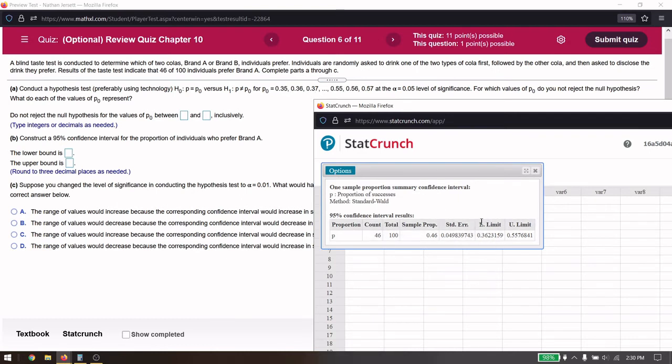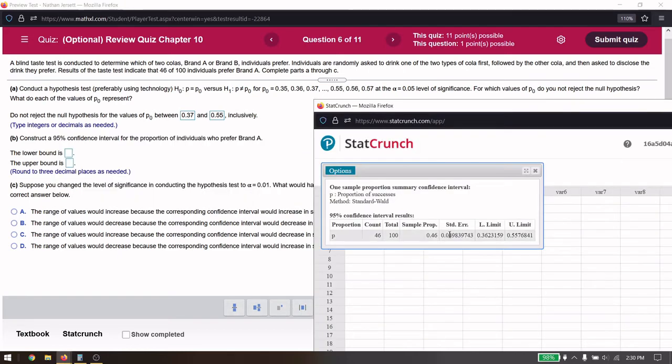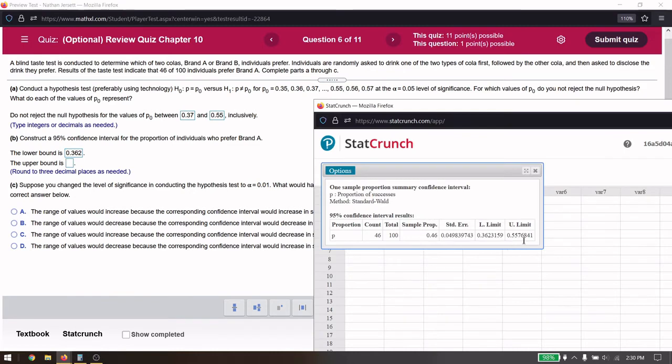0.37 is the first one that's inside the lower limit, and 0.55 is the last one that's inside the upper limit. So 0.37, 0.55. Okay, that's actually what it said here for the lower and upper bound. I just didn't want to go through the whole thing. The lower bound here, to 3 places, is 0.362. Okay, upper bound is 0.558.